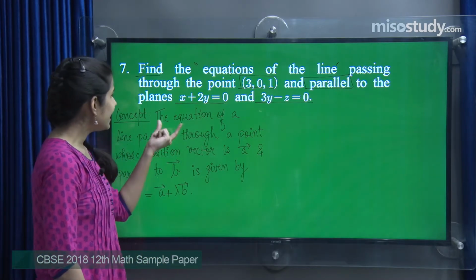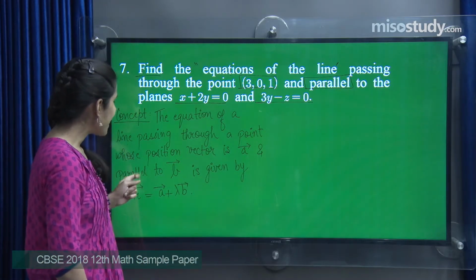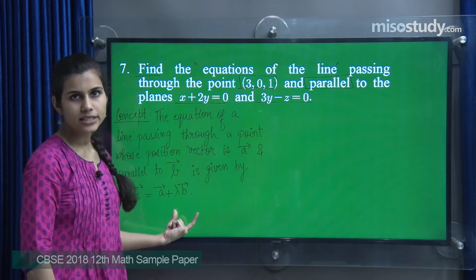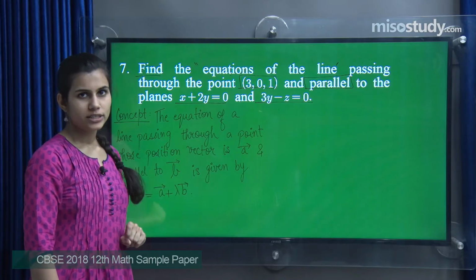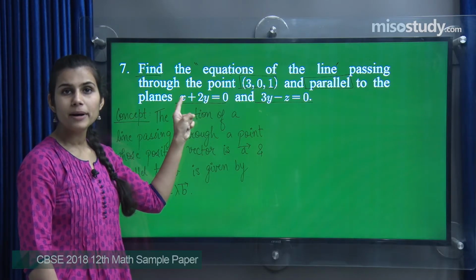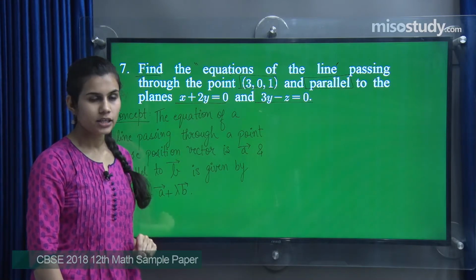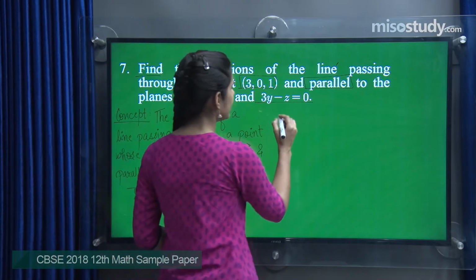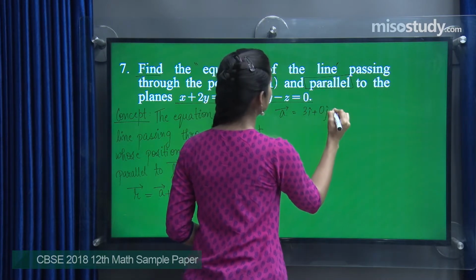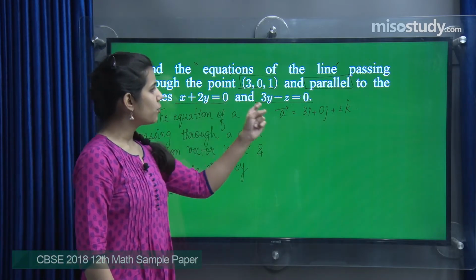Yes. The equation of a line passing through a point whose position vector is A vector and parallel to B vector is given by R vector equals A vector plus lambda times B vector. That is the tool which is going to come to rescue and help us deal with this question. We are already given a point through which the line is passing, so I have my A vector with me. What is my A vector? A vector is 3i cap plus 0j cap plus 1k cap. The position vector of this point is this.